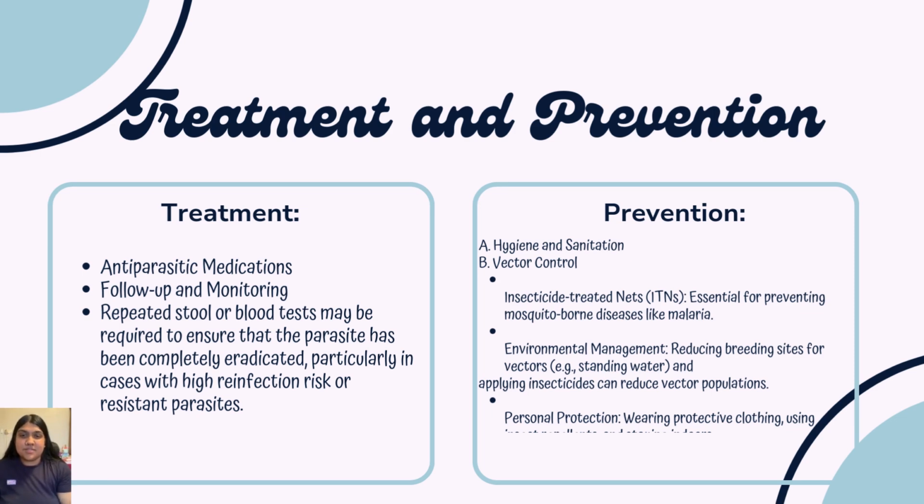Secondly, vector control. This can be done to help control the breeding of the vectors that can be infected and then transmit the parasite. Another preventive measure could be drinking safe water. That means avoiding contaminated water that could contain the parasite, which can lead to parasitic infection.